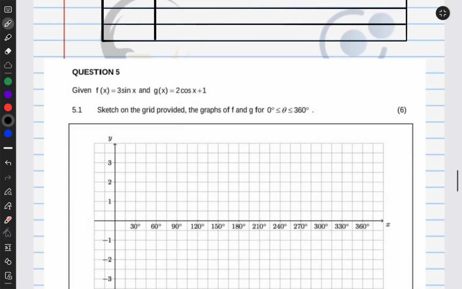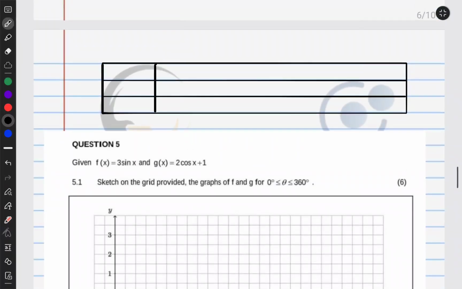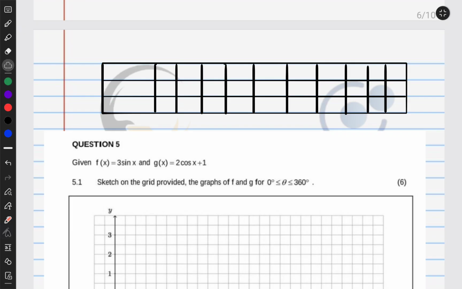How many points do we have? We have 1, 2, 3, 4, 5, 6, 7, 8, 9, 10, 11, 12. So we're going to have 1, 2, 3, 4, 5, 6, 7, 8, 9, 10, 11.